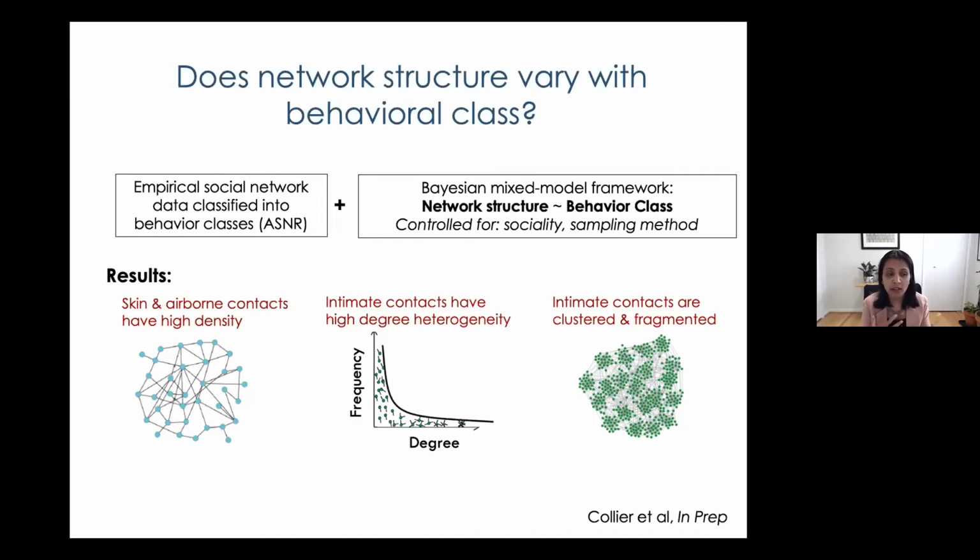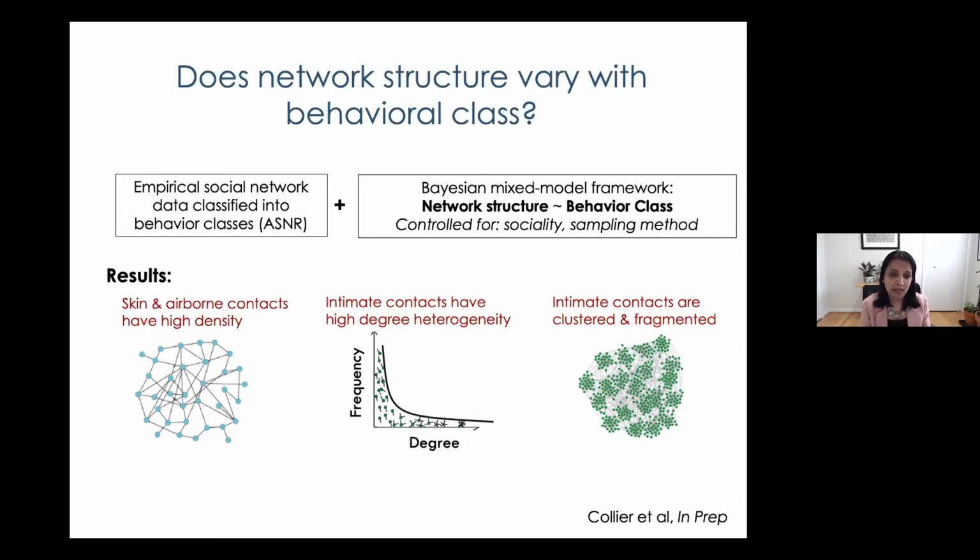So we find that for skin and airborne contacts, those networks have fairly high density. And this comes from the fact that you don't necessarily need social bonds in those contexts to have those interactions. Whereas intimate contacts have much lower network density, but they have a fairly high degree heterogeneity.